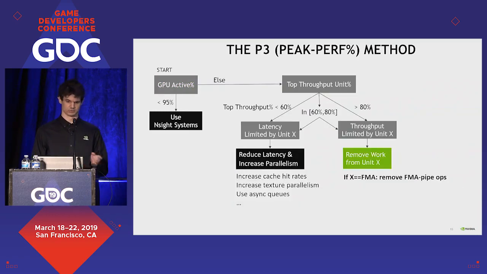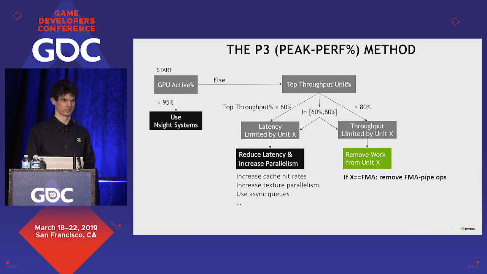After you check that and you're in a good state where GPU active is great, so maybe 99 or 100%, you go and look at the GPU side and measure the top throughput metrics per GPU unit. If the top one is greater than 80%, then you know that you are throughput limited by that unit. The first thing to do is remove work from that unit, and you will see a speedup. As we've seen, if you're FMA throughput limited, remove FMA pipe instructions, and you will see a speedup. If, however, your top throughput percentage is lower than 60%, then you're latency limited by that unit.